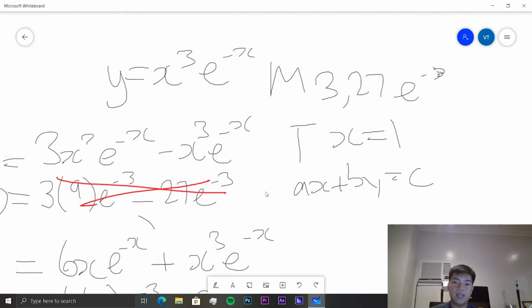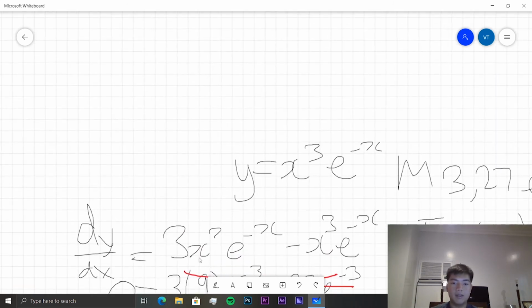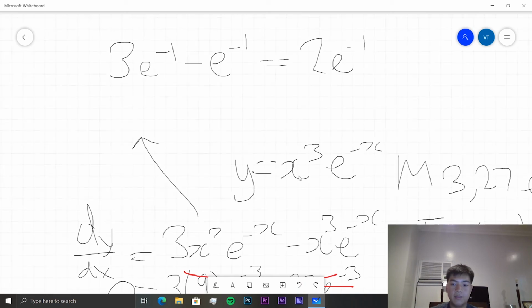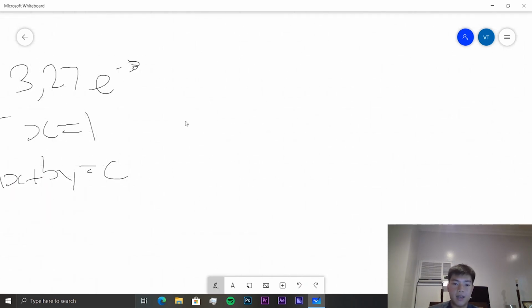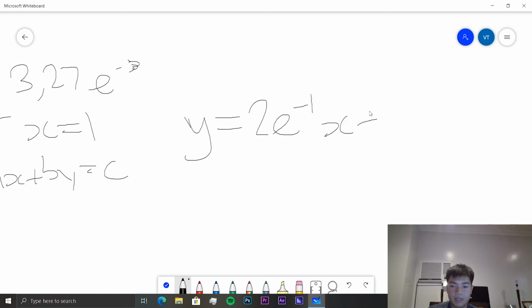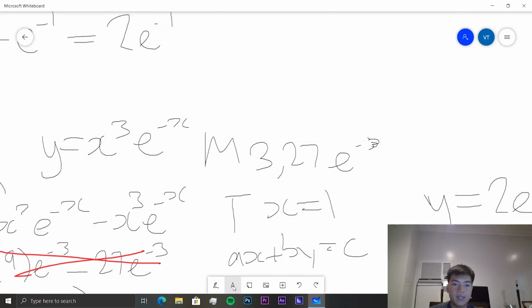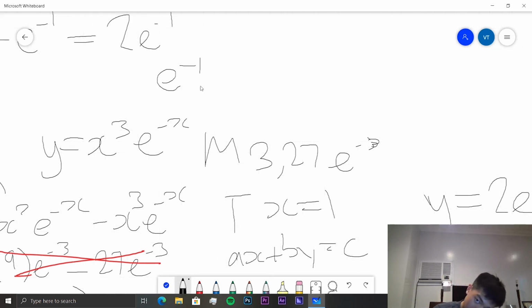Next, we need to get tangent at x equals 1. So we'll use this formula here, which is 3e to the negative 1 minus e to the negative 1. So this is equal to 2e to the negative 1. That's the gradient of the function. So we have y is equal to 2e to the negative 1 x plus c. And we need it to pass through the point on this curve where x equals 1. And so that is, it needs to pass through y is equal to e to the negative 1.